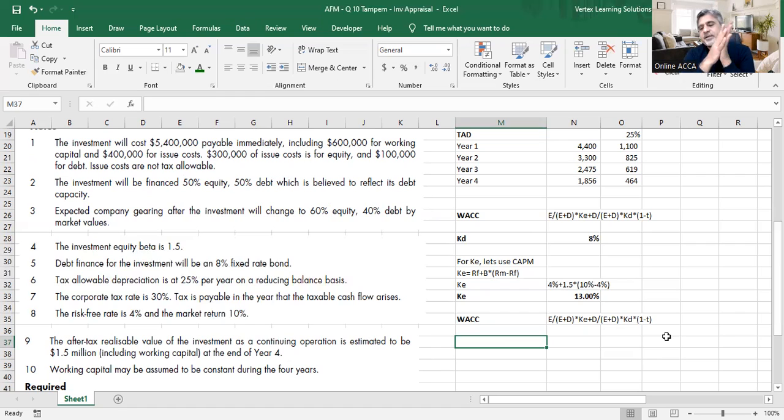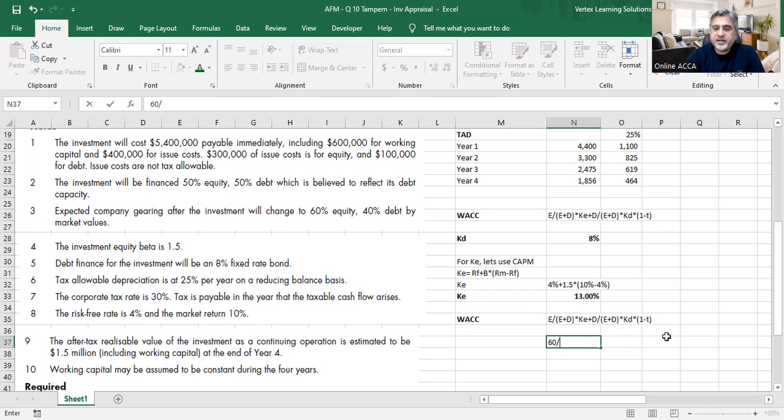There are two ways of doing this. If I say equity is 60, debt is 40, so it is 60 by 100. I can call it 6 by 10. So equity 6, debt 4, total is 10. So 6 divided by 6 plus 4, I can call it 6 by 10. Make it simple.